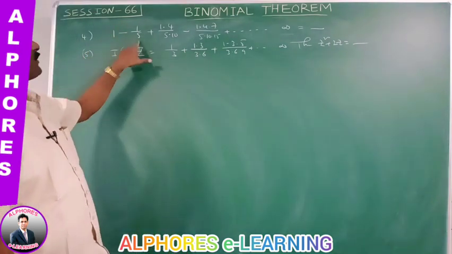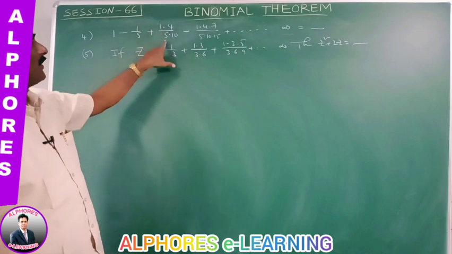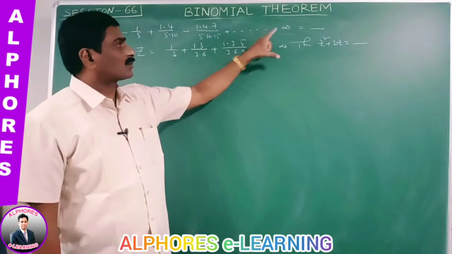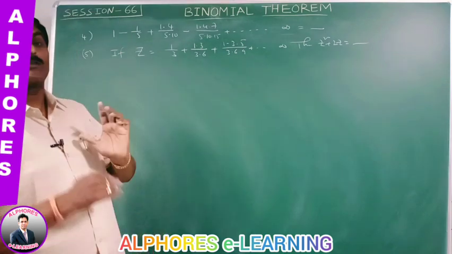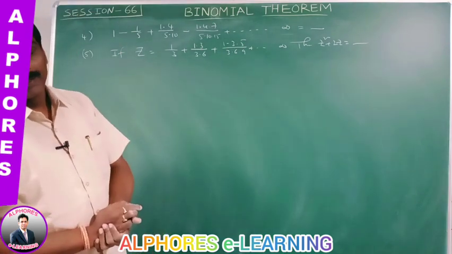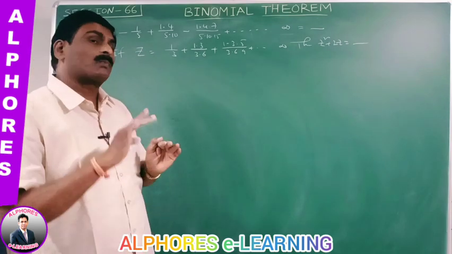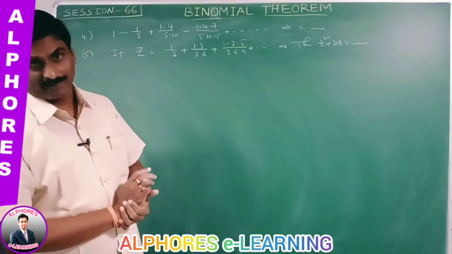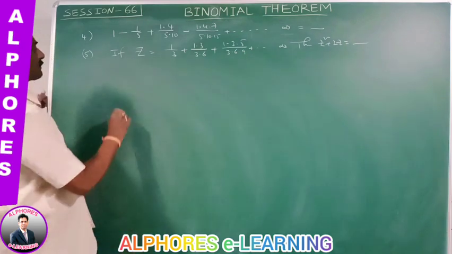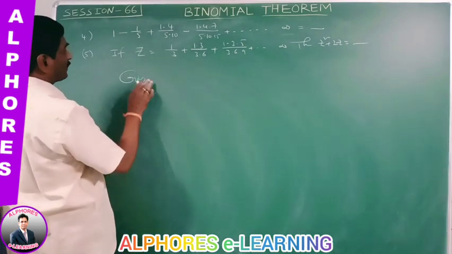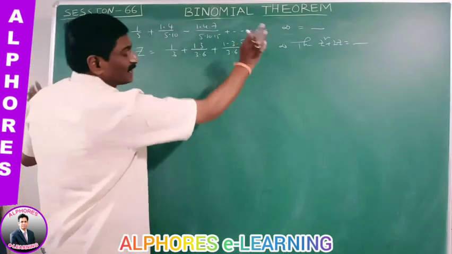1 minus 1 by 5 plus (1 into 4) by (5 into 10) minus (1 into 4 into 7) by (5 into 10 into 15) plus so on, infinite, is equal to dash. It is the infinite series. This value can be reduced into binomial form whose power is a rational number or negative integral index. Here the given series is in this way. Let us find the sum of this value.